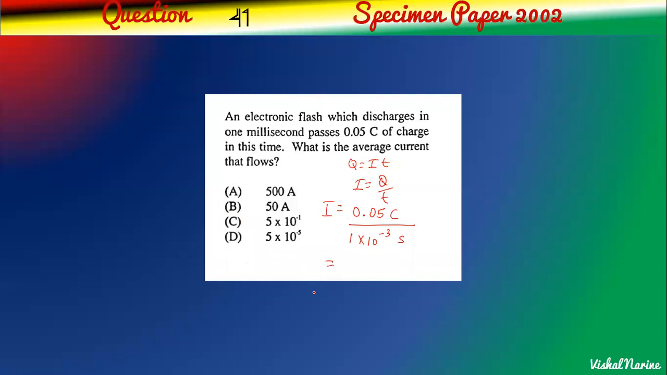Taking a calculator and working this out, you should end up with 50. So the answer there is B, 50 amps. I'm seeing a lot of persons saying it is C. Probably you just took the 0.05 and divided it by 1. But you have to be careful here that the time was given in milliseconds and the time should be in seconds. So we have to convert this to seconds.